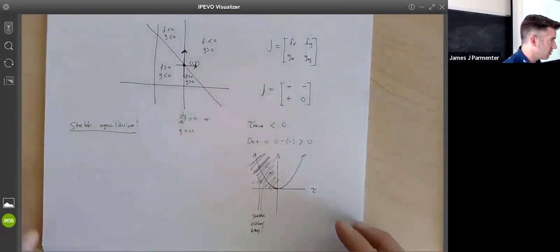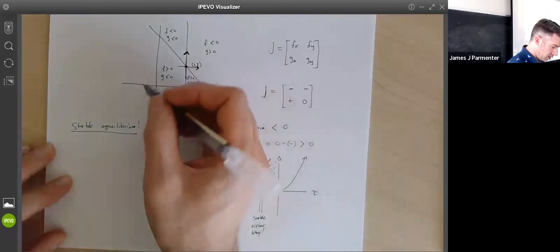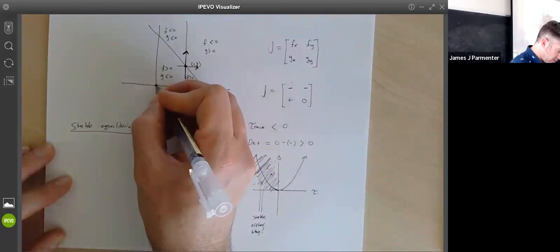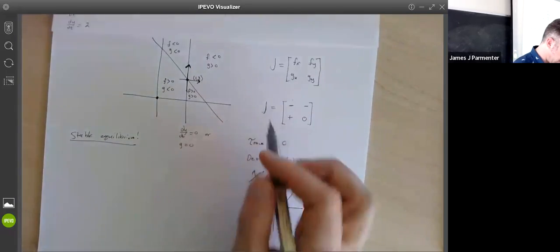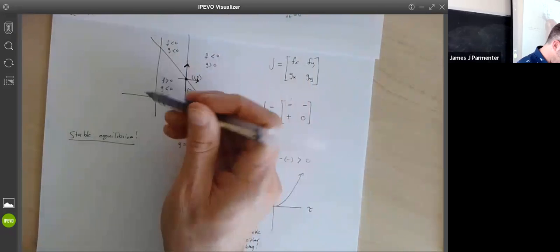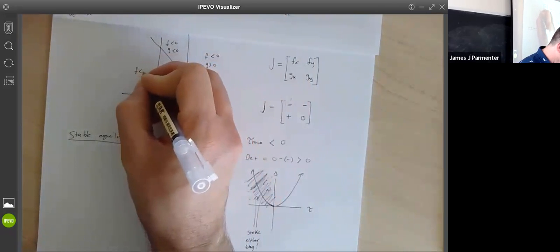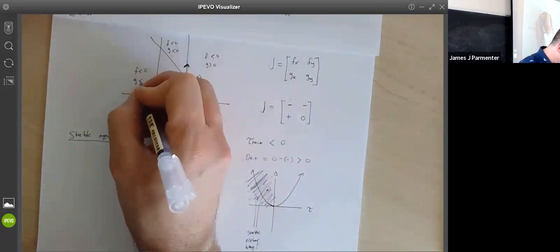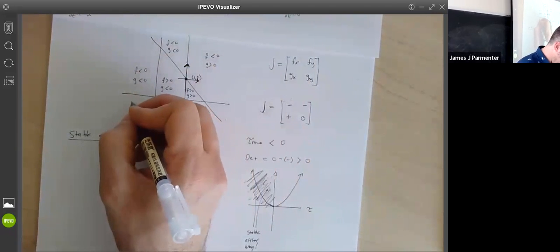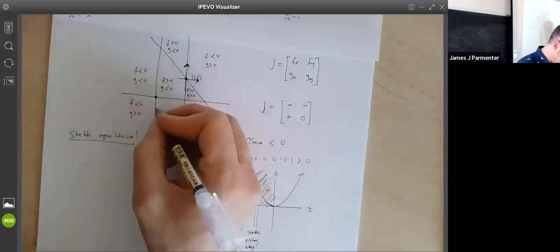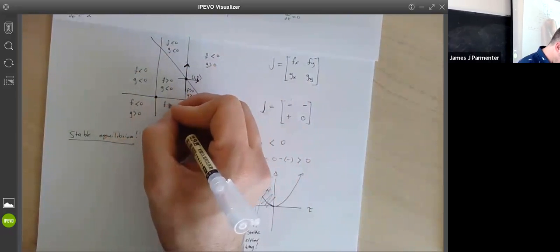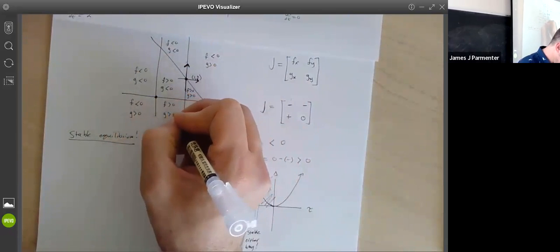Let's do the same thing for 0, 0. If I look over here instead at 0, 0, I'm going to copy back the rest of my graph here. Over here on this side, we had F being negative, G being negative. Over here, we had F being negative, G being positive. And over here, we had F being positive, G being positive.